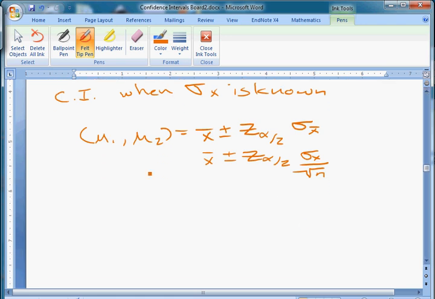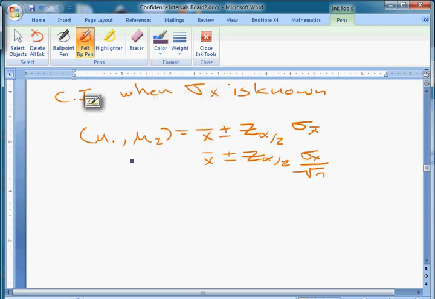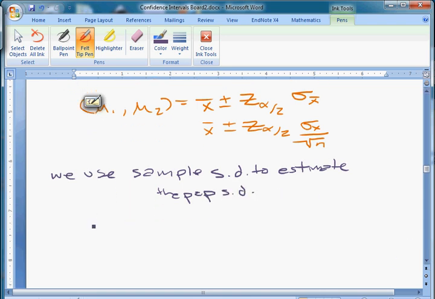deviation of the population. What we do is we use the sample standard deviation to estimate the population standard deviation. So, what does this look like? Well, it gives us this formula. I'm just going to show it to you now, and we're going to walk through it, and then I'll talk about it, and then I'll show it to you again.